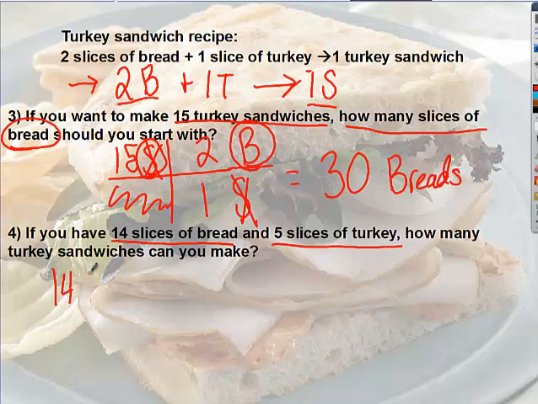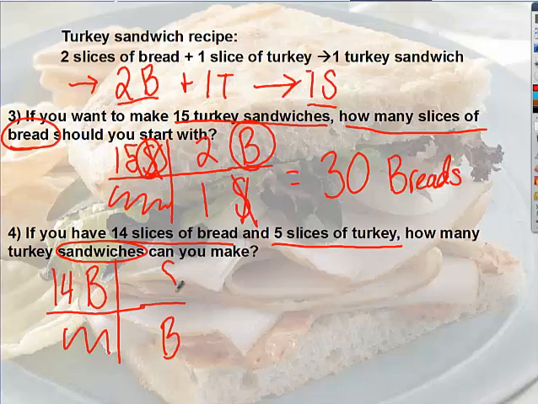14 breads. And they want both of them to go to sandwiches. So I have bread there, bread here, and I'm going to sandwiches. Where do I get these numbers from? The balanced equation. So I'm going to look all the way to the top, balanced equation up there.